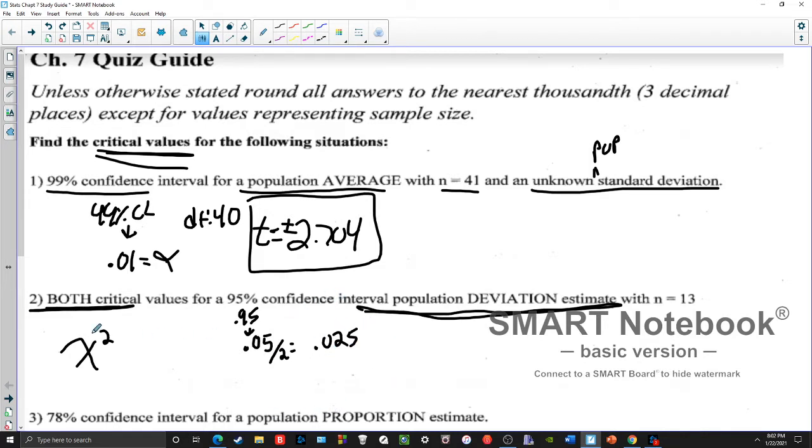Now, this is only one end of your chi-square. Remember, we want to find both the low and the high end critical value. So 0.025, that's my low end value. My other high end value is going to be 1 minus 0.025, which gives you 0.975.